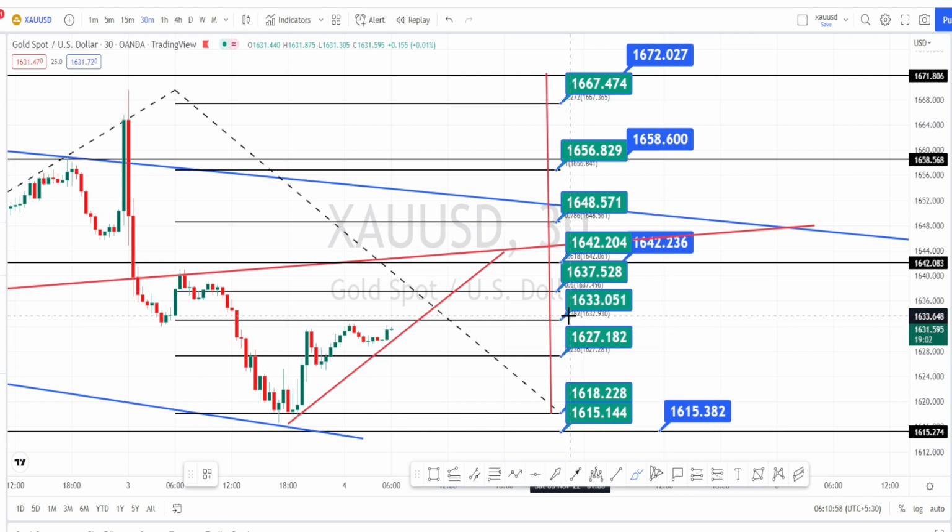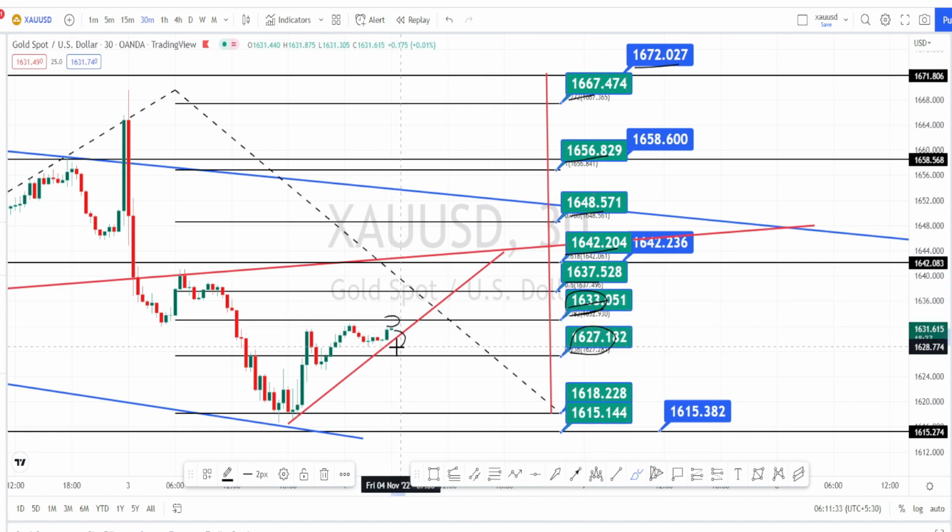And now it is trading between the resistance level of 1633 and support level of 1627. And if the price action breaks the resistance level of 1633, next level of resistance is going to be around 1637, 1642, 1648, 1656, 1667 and 1672. And if the price action doesn't manage to break this resistance level of 1633, wait for it to break this support line or the trend line, then next level of support is going to be around 1627, 1618 and 1615.